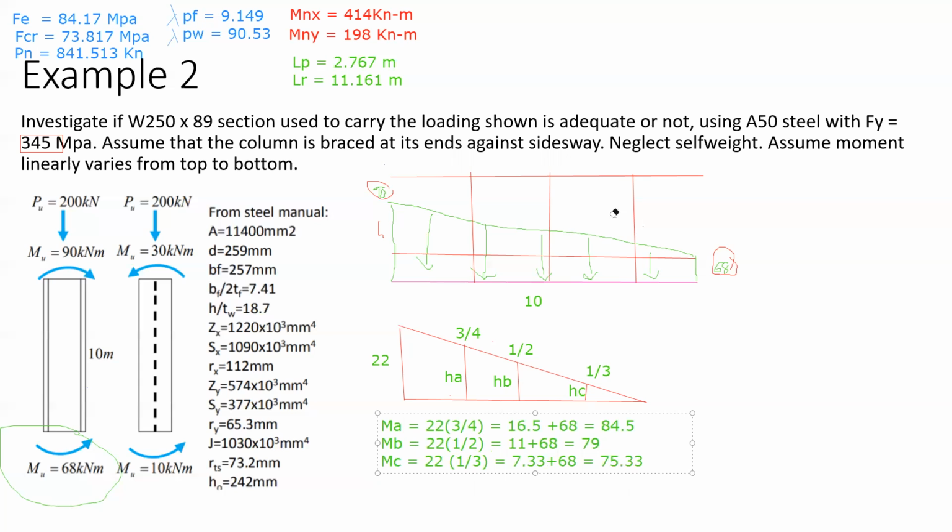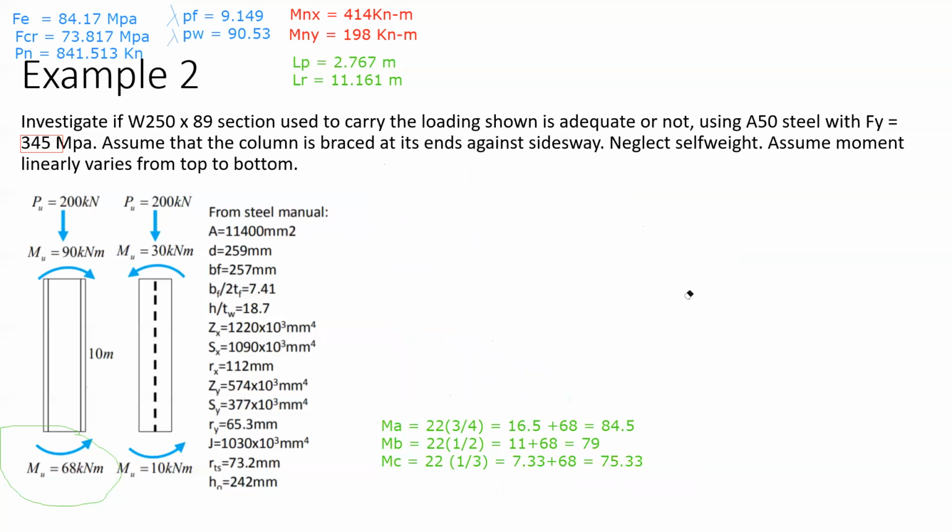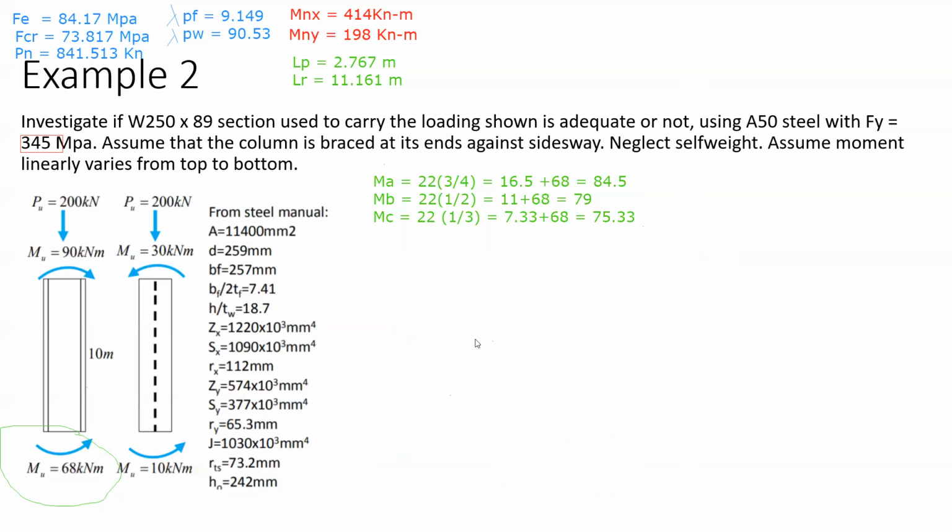So I will erase this. And let's now go to our formula. We have CB is equal to 12.5 M max, okay, all over 2.5 M max plus 3 MA plus 4 MB plus 3 MC. Okay, we all know the values of MA, MB, and MC.